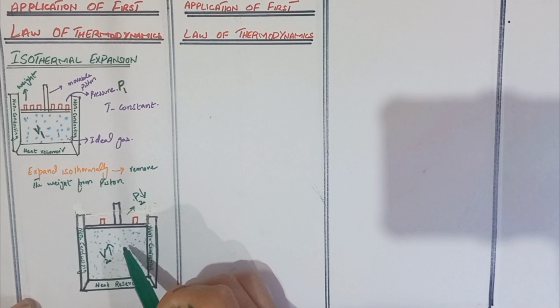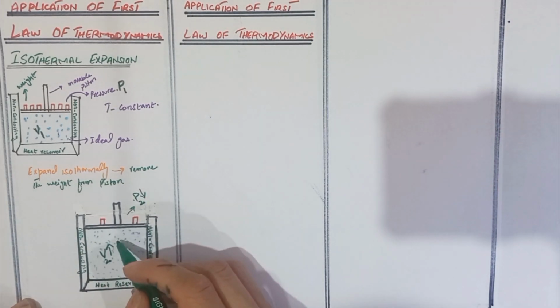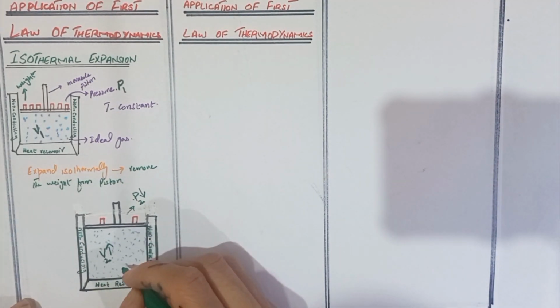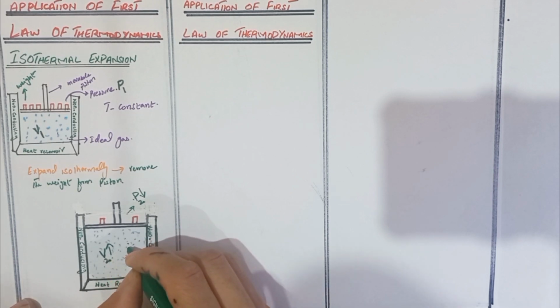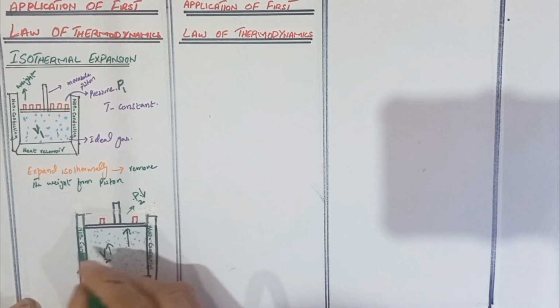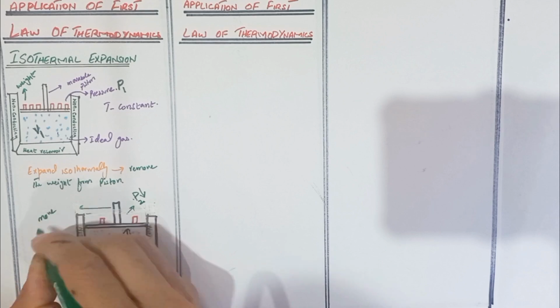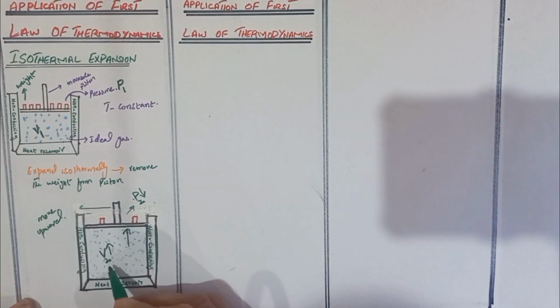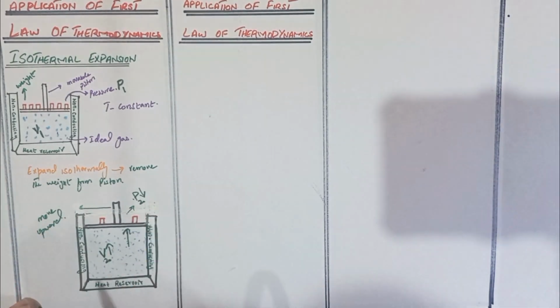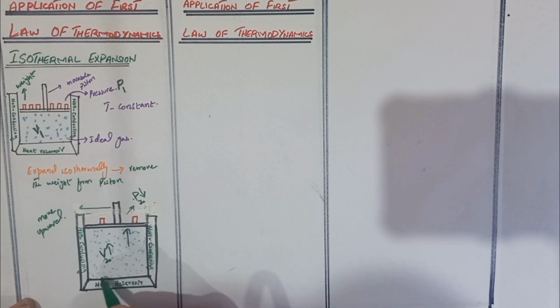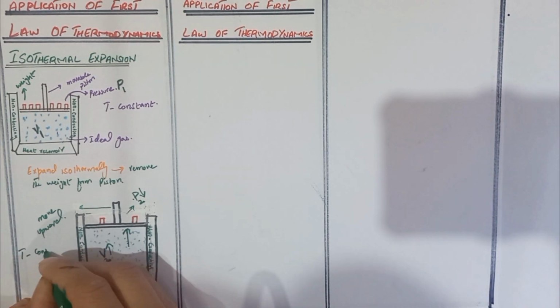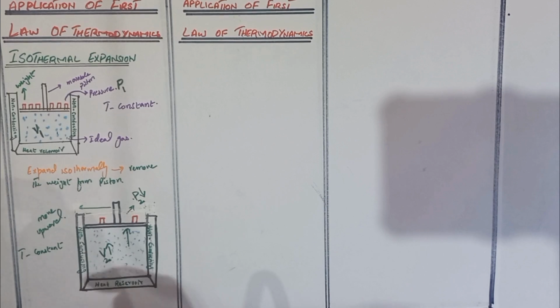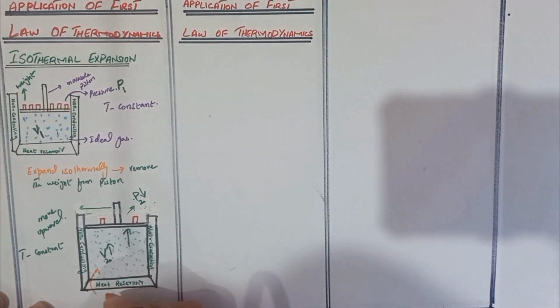How does the gas expand isothermally? When we remove the weight, the piston moves upward due to the work done by the gas. The gas does work on the piston, so the piston moves upward. When the piston moves upward, the volume of the gas is increased and the pressure of the gas is decreased. When the pressure is decreased, the gas in the container is cooled down, so the temperature is not constant. To maintain the temperature T constant, the heat Q is absorbed from the heat reservoir.